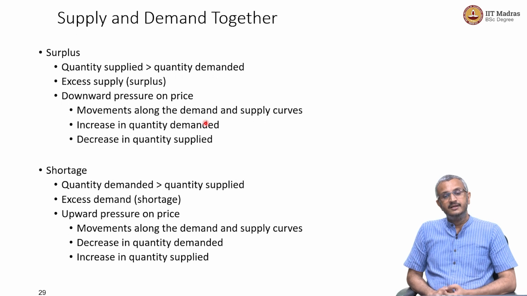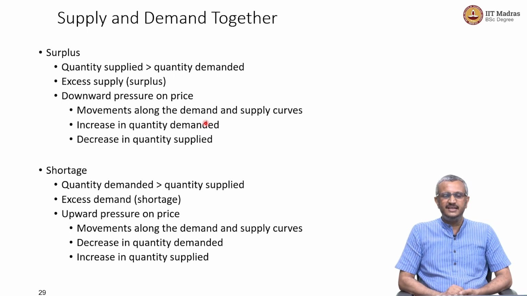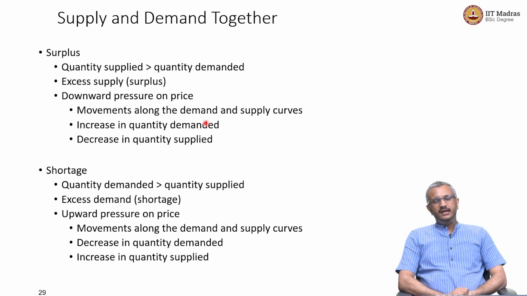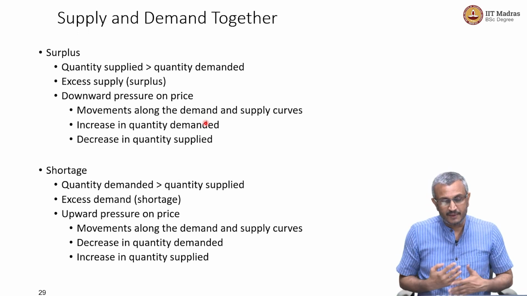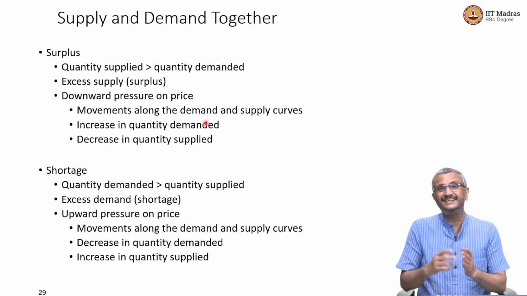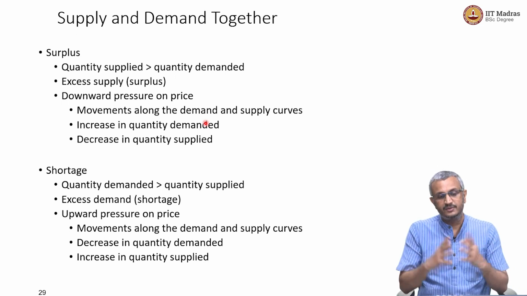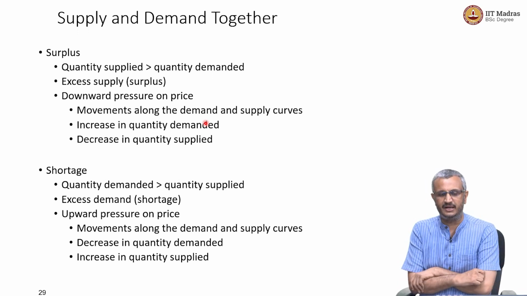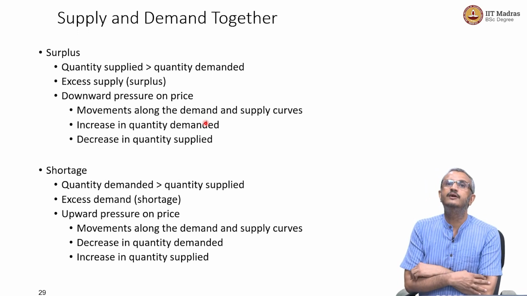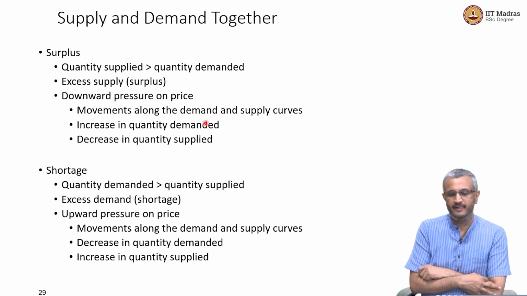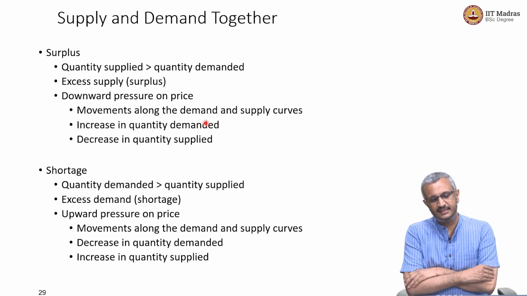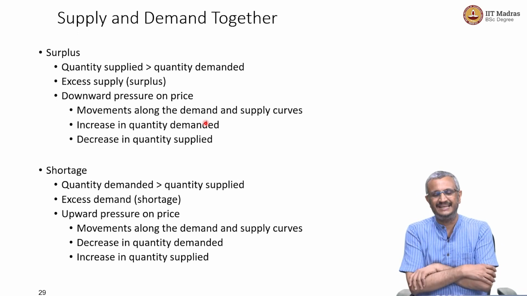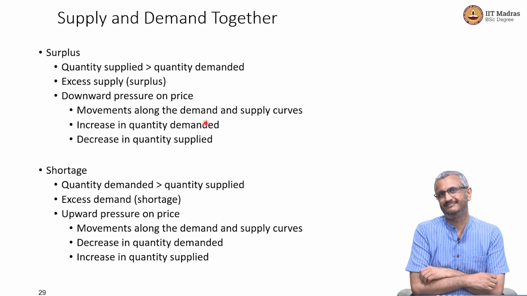So what we are doing here is we are seeing supply and demand together. Now, there could be situations of surplus and shortage, and that is called disequilibrium. So what is a surplus? A surplus is a situation where quantity supplied is greater than quantity demanded. So what happens? There will be a downward pressure on price. Once the price is brought down, there will be a new market clearing price, and then there will be a new equilibrium.